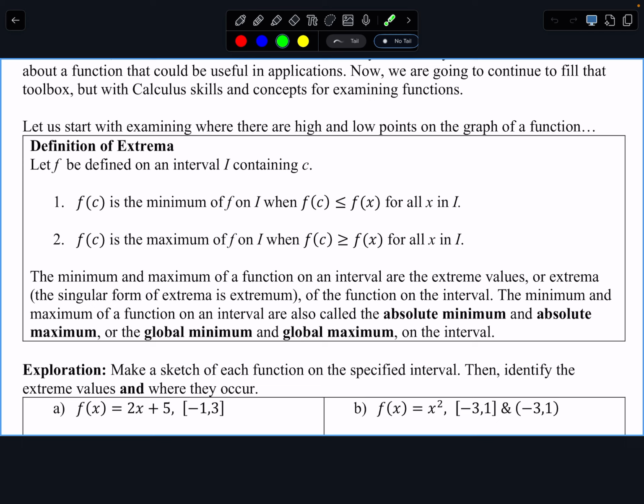Okay, so our definition of extrema: let f be defined on an interval I containing c. f of c is the minimum of f, so the smallest function value of f on an interval, if f of c is less than or equal to all the other function values on the interval. Does that make sense? A function value will be the minimum function value if it's less than or equal to all the other function values, okay? And a function value will be a maximum, the largest function value, if it's greater than or equal to all the other function values on an interval.